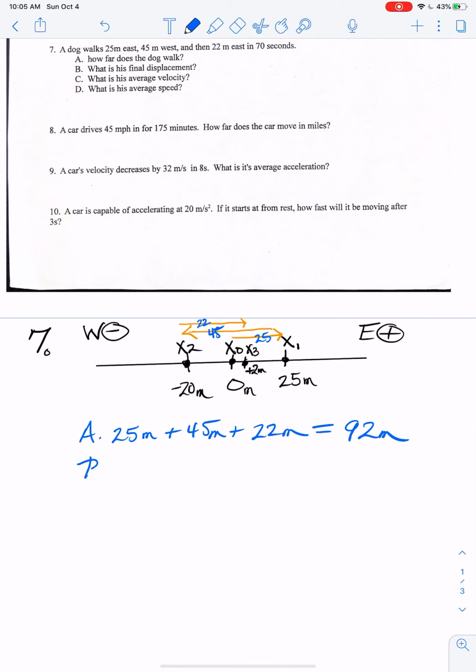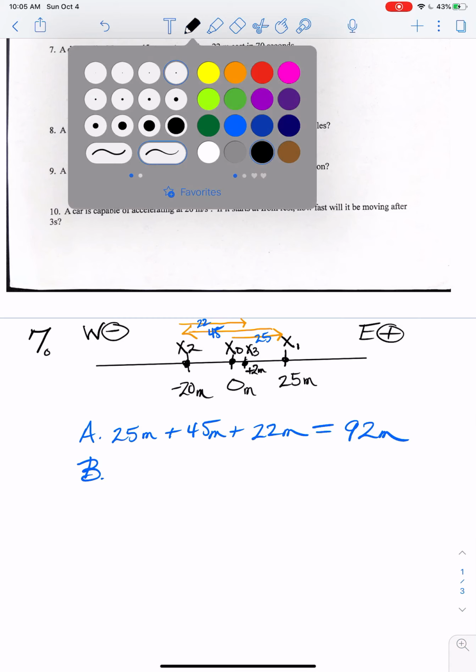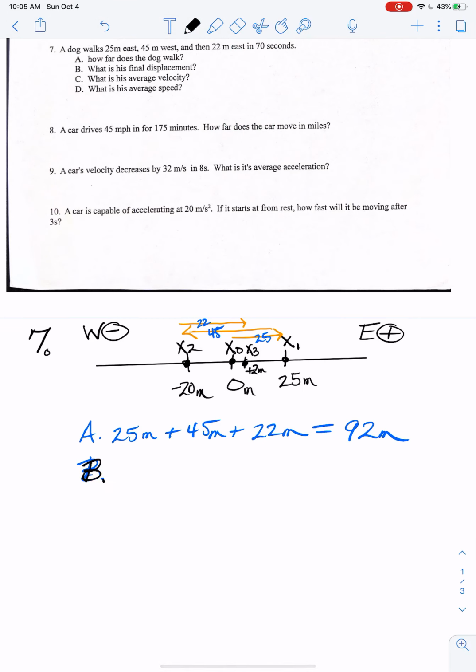All right, part B. Let me switch colors now. Part B. Okay. What is his final displacement? All right, so displacement is the variable delta x. And delta x is equal to xf minus xi. So what is the final position? Well, that would be, why is this not wanting to write here? Oh, my bad. That would be x3 and the initial position, x naught.